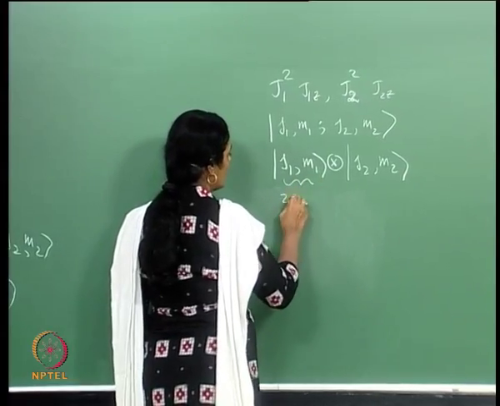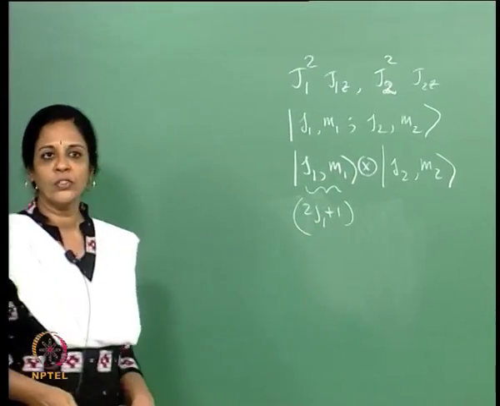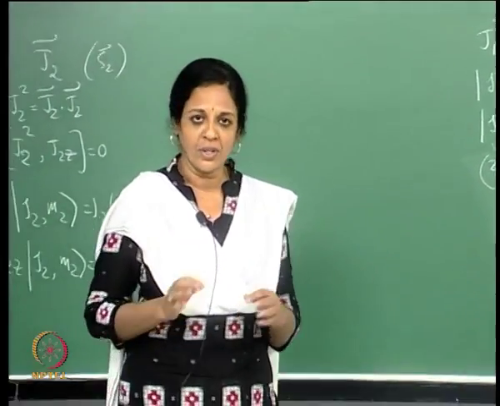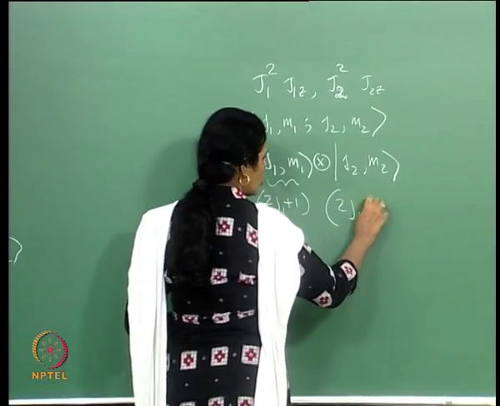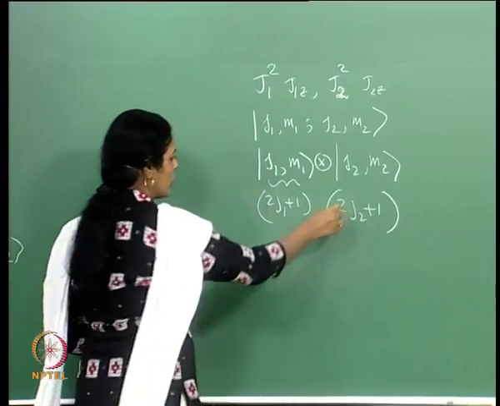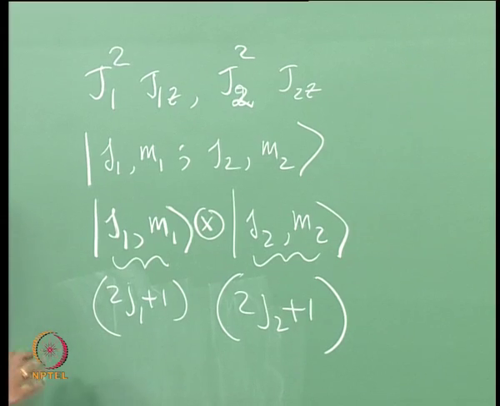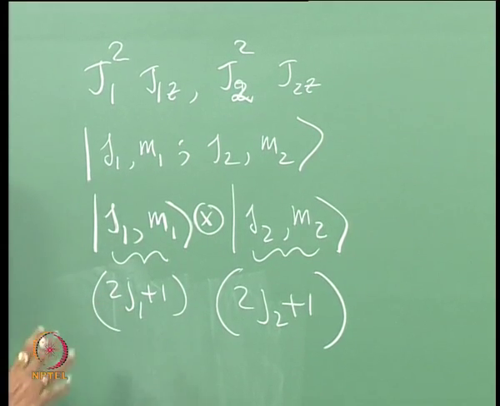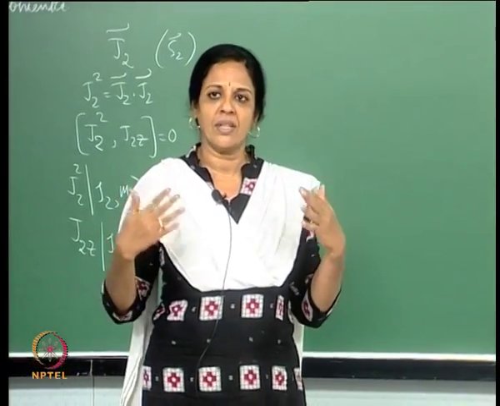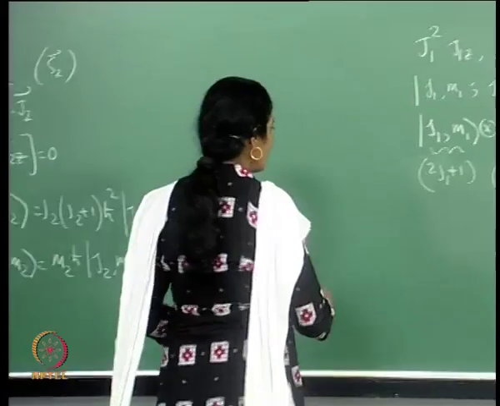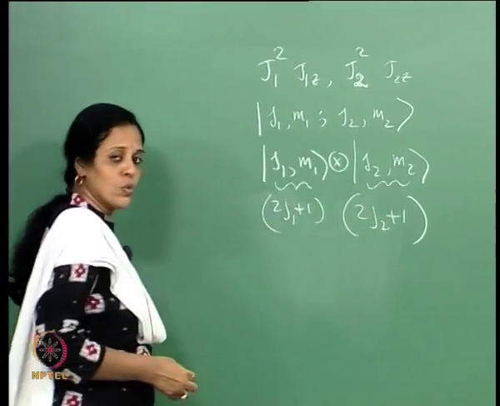There are 2J1 plus 1 states here, because M1 can take values minus J1 to plus J1 in steps of 1. There are 2J2 plus 1 states here corresponding to this system. And therefore, the total number of basis states of the two systems taken together, that is as a composite system, the total number of basis states is 2J1 plus 1 times 2J2 plus 1.